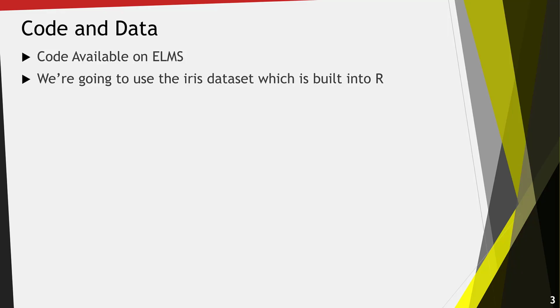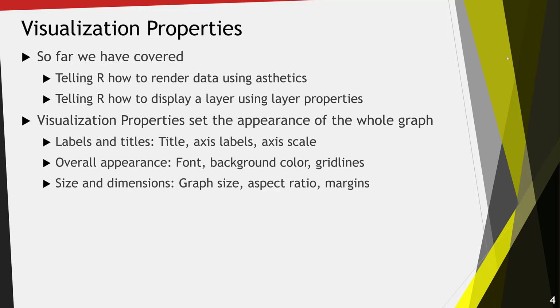We're going to use data from the Iris dataset, which is built into R. Up to this point, we've learned how to make ggplot visualizations and customize the appearance of those visualizations using aesthetics to change the way data are rendered in the graph, and also using layer properties to change the way entire layers are rendered in the visualization. An additional component to customizing ggplot visualizations are visualization properties. These are going to change the appearance of the whole visualization.